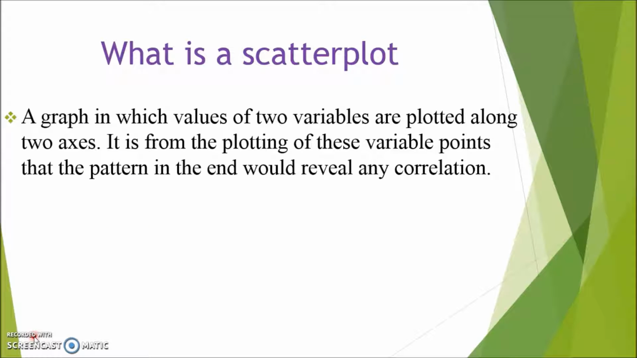So to begin, a scatterplot is a graph used to plot the data points for two variables. It is from the plotting of these variable points that a pattern in the end would indicate any correlation. So basically, a scatterplot is used to determine the correlation between two variables to see if a relationship really exists. Therefore, when it comes to the values of two variables, scatterplots are the best way to present them, and it is seen to be a very useful, very simple quality tool.